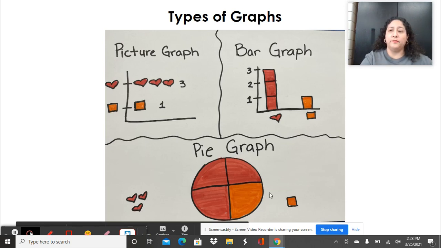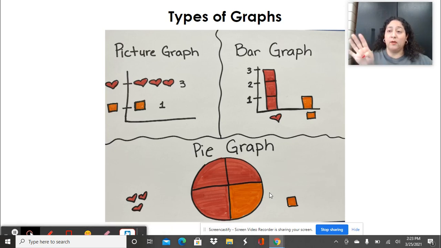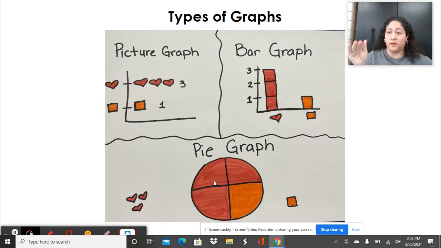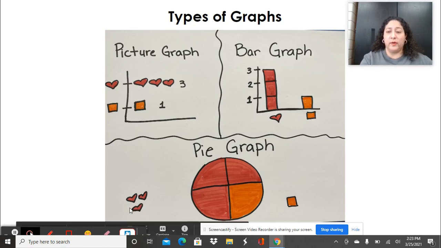So my pie needs to be cut in 4 parts, and they all have to be equal. Remember that word equal? So it has to be equal. It has to be everybody has a fair share. It has to be fair. So since there's 4 things, I cut or divided my pie in 4 parts. All right.